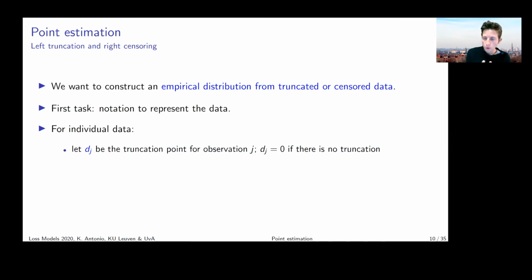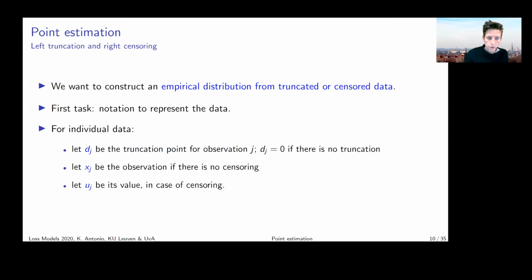And we're going to work with data which are possibly left truncated, right censored. So what we're going to do is, for each individual data point, we're going to list the truncation point for that particular observation j. We're going to denote it with dj. So dj is 0 if there is no left truncation subject to our observation j. Then we're going to use xj if we have the observation which is not censored, and we're going to denote with uj the observation in case there is right censoring.